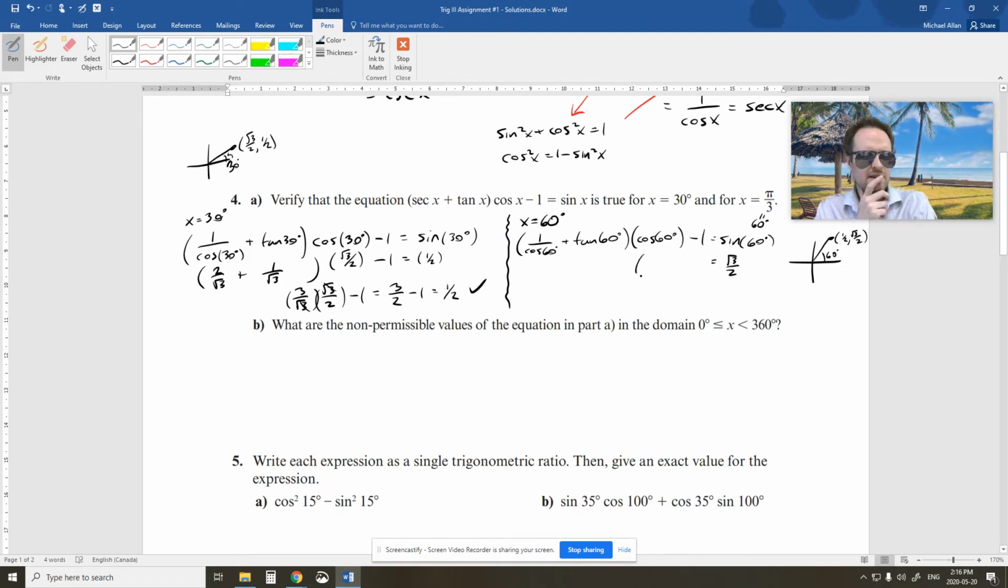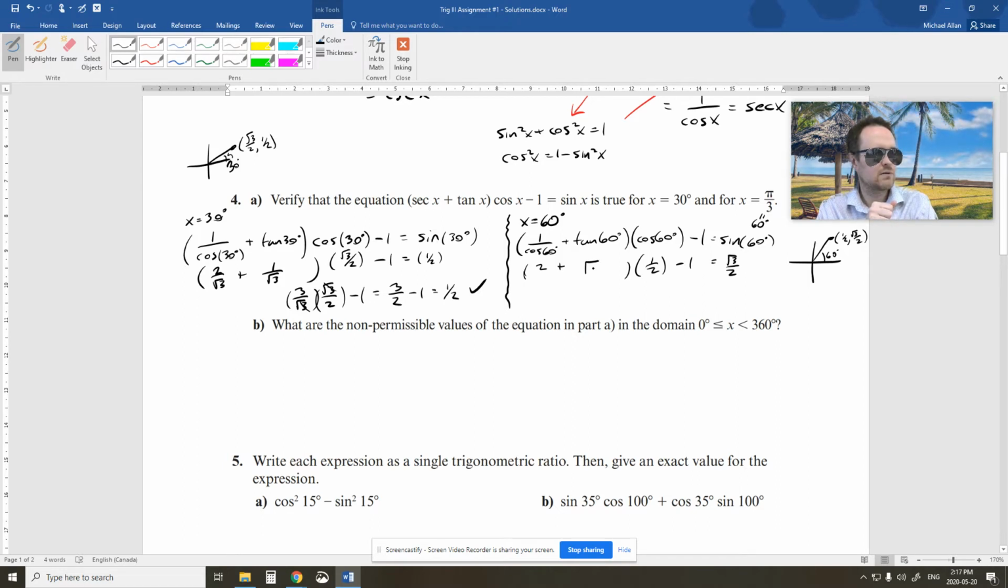Okay. Cos 60 is 1/2. Okay, that makes this a little bit easier for us. And 1 over 1/2 is just 2, plus this is going to be root 3.